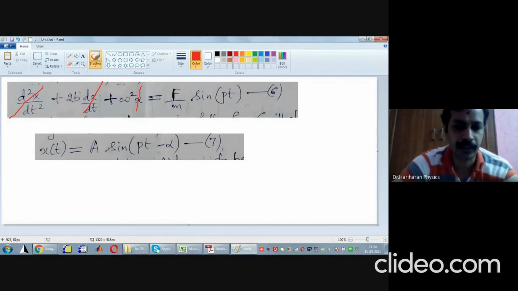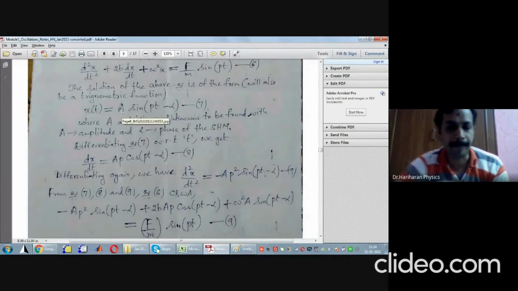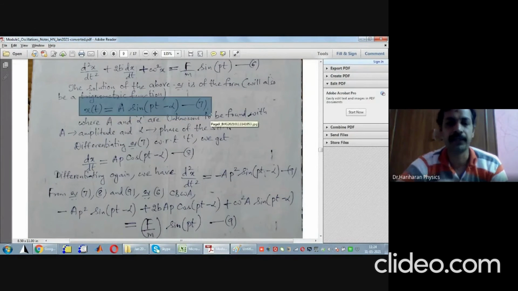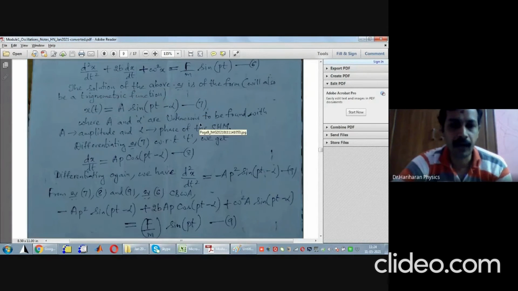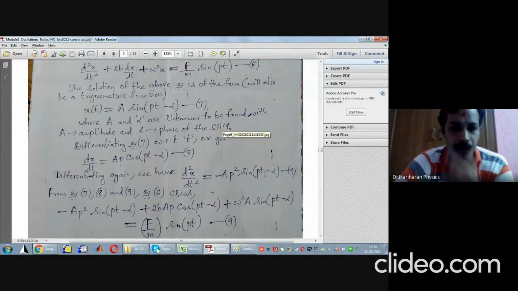Therefore, what does that mean? Look here. Therefore, this is done. Up to this point is clear. The solution to our problem is given by x of t is equal to a into sine of pt minus alpha, where a and alpha are the unknowns to be found based on some initial conditions. A refers to amplitude and alpha refers to the phase of the simple harmonic motion.